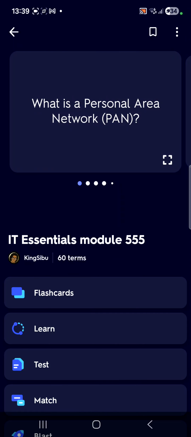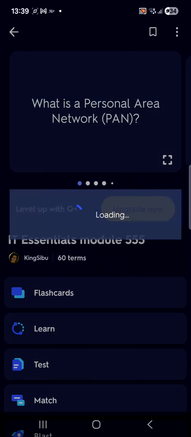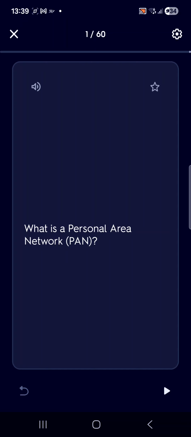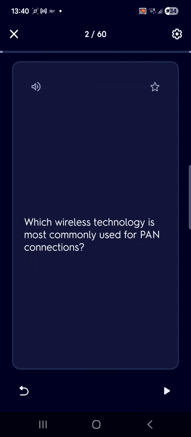So let's do IT Essentials Module 5, okay? What is a personal area network? That would be a network that connects devices within a range of an individual person. Which wireless technology is most commonly used for PAN connections?